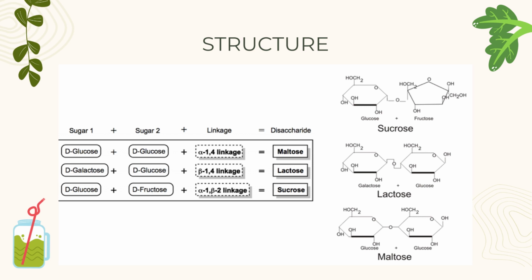The next example is lactose. D-galactose is combined with glucose, and the linkage is beta-1,4 because the hydroxyl group before they are linked is going upwards, and the galactose and glucose are linked at carbon number 1 and carbon number 4. So that's why it is called beta-1,4 linkage.